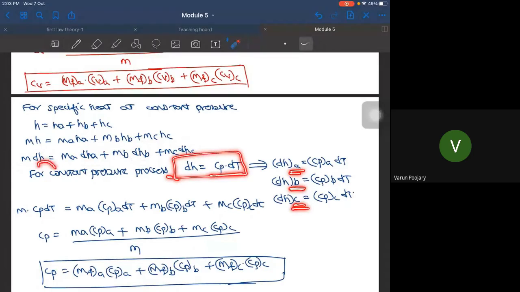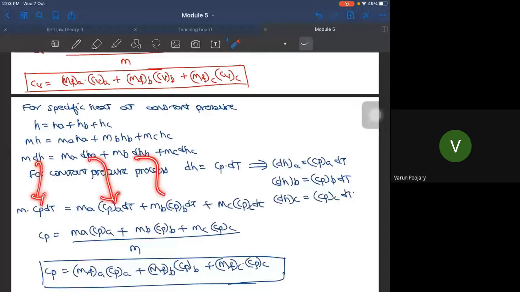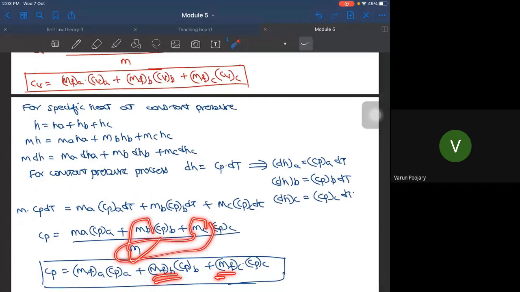Same thing, you substitute back here: dH of A, dH of B, and dH of C, and transfer m to the other side. It will come in the denominator. dt will go away anyhow. So again, ma divided by m is mf of A, mb divided by m is mf of B, mc divided by m is mf of C. Again, your final expression will be Cp is equal to mf of A into Cp of A plus mf of B into Cp of B plus mf of C into Cp of C.